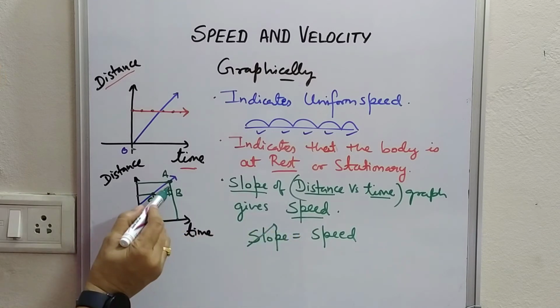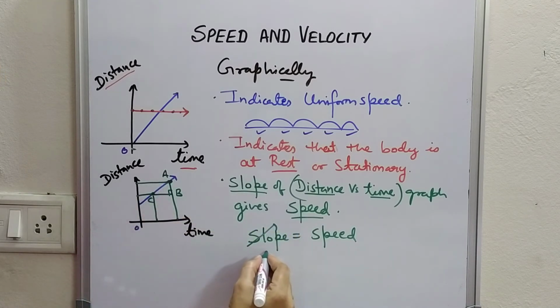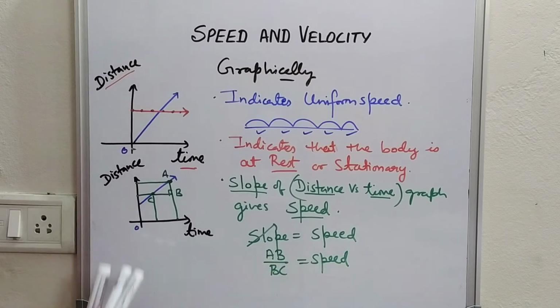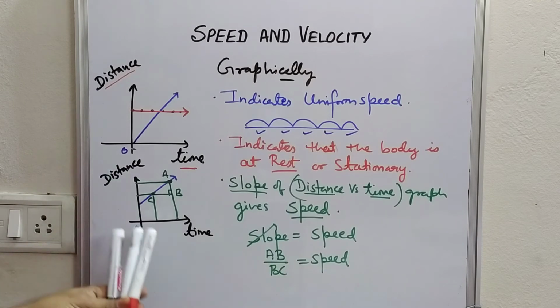Slope is always the ratio of perpendicular by base. Perpendicular is AB and base is BC. So that is the speed. So we can find the speed from a graph like this. For a graph which is between distance and time, if we calculate the slope, we will get the speed.